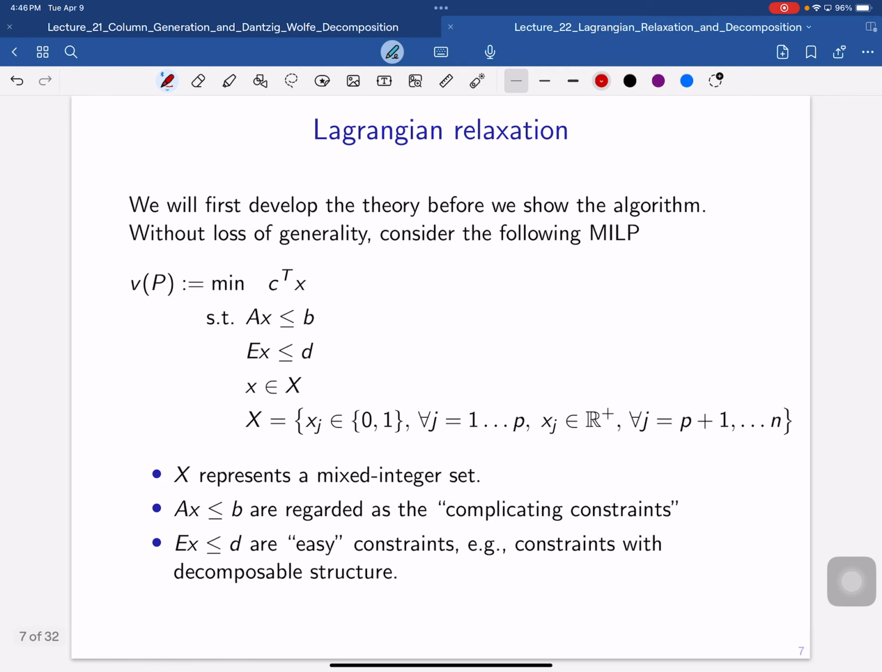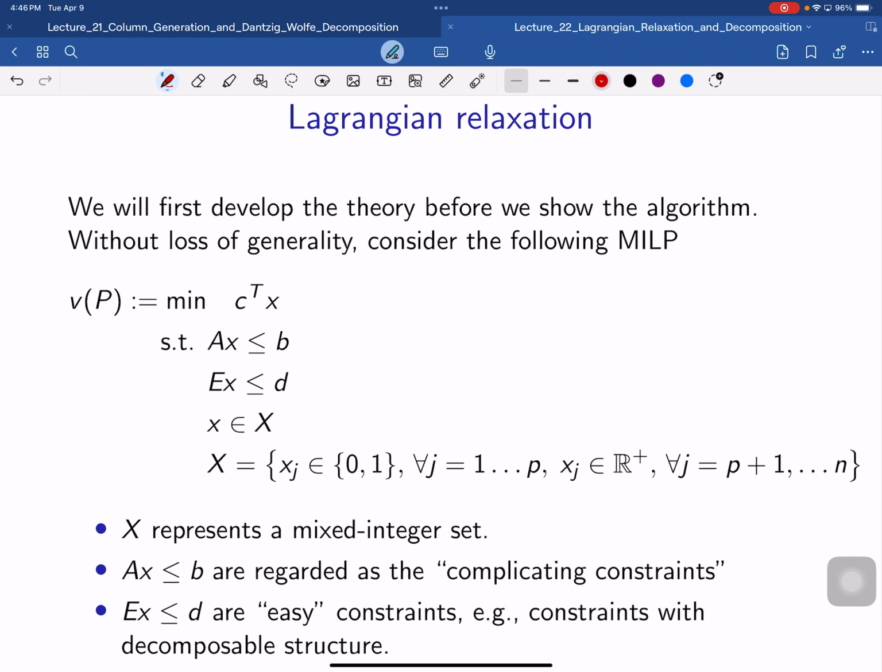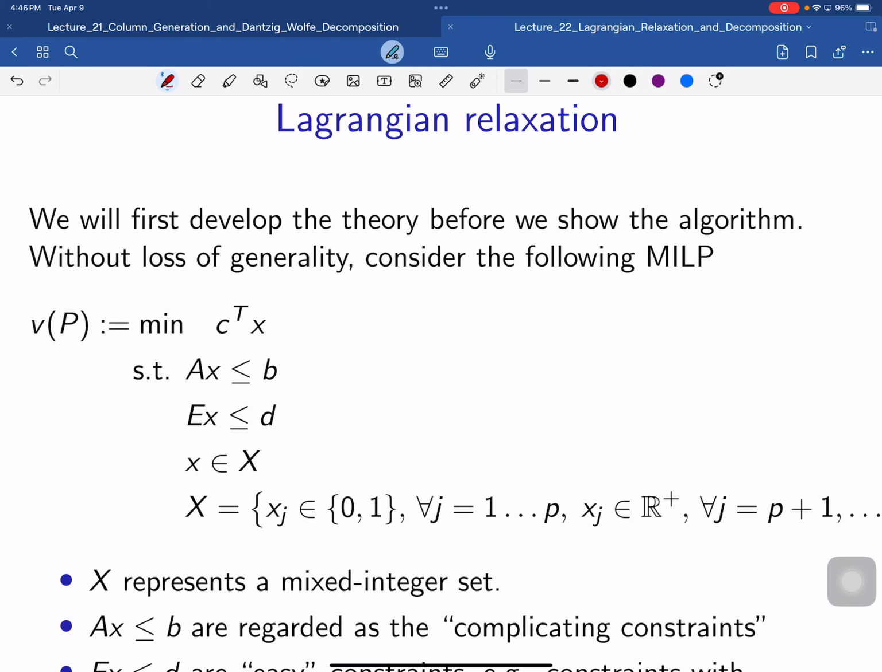Now let's start talking about how we are going to do Lagrangian relaxation. This lecture is closely connected to the Lagrangian dual we have studied before, but we want to apply Lagrangian dual to problems with integer constraints as well, not just to convex continuous problems. So without loss of generality, let's consider the following MILP problem. We have c transpose x, a linear objective function, and then two sets of linear constraints: Ax less than or equal to b is a bunch of linear constraints, and Ex less than or equal to d is another set of linear constraints.